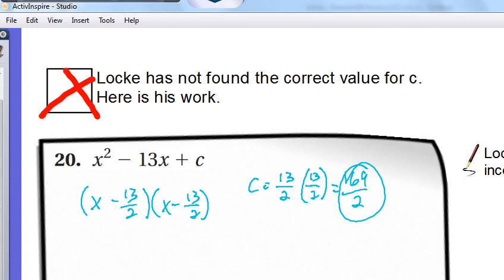Block has not found the correct value for C. That doesn't work. And I didn't see this before. It's kind of hard to see. Any guess? That second fraction is still 13/2, not 1. It's a 2, it looks kind of like a 1. He just didn't multiply across the 1. That's right. So he should get 169 over 4, not 2.